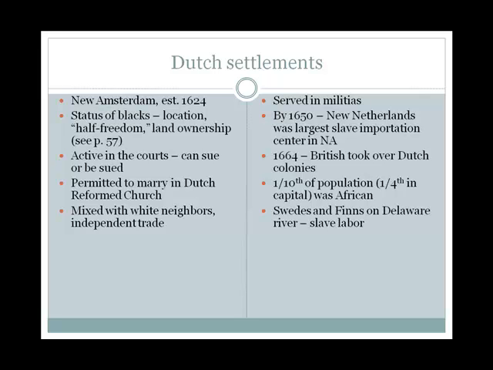The Swedes and the Finns also had colonies on the Delaware River in which they used slave labor as well. Their colonies were taken over by the Dutch, and then the colonies of the Dutch were eventually taken over by the British. All of this by the mid-1660s.